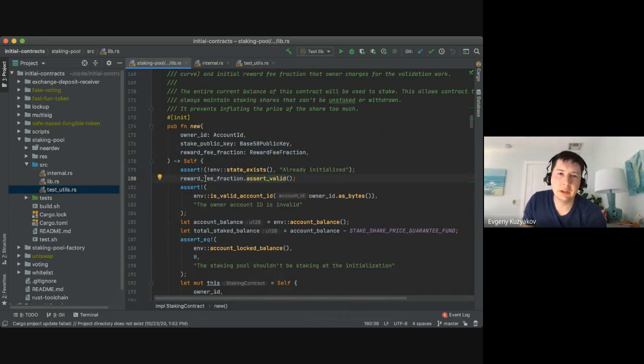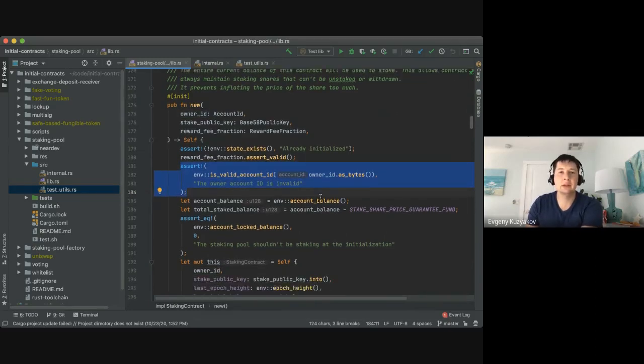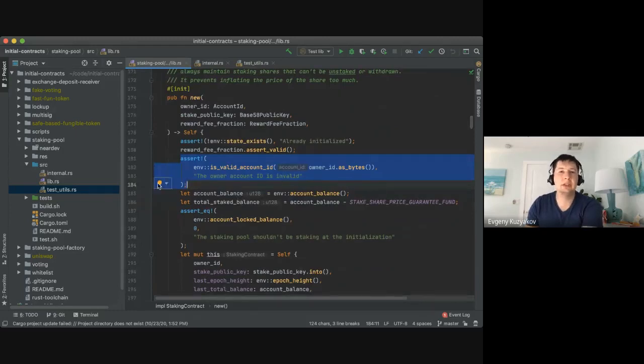Next thing we do is we verify that the account is valid. So this contract was written before some of the helper types existed. So now we have, for example, valid account ID in JSON types that does this check automatically during the deserialization. And if it's invalid, it will just panic. Next thing we do, we pull the current account balance of the staking contract. So this balance is usually large enough because it has to pay for the storage of this particular contract.